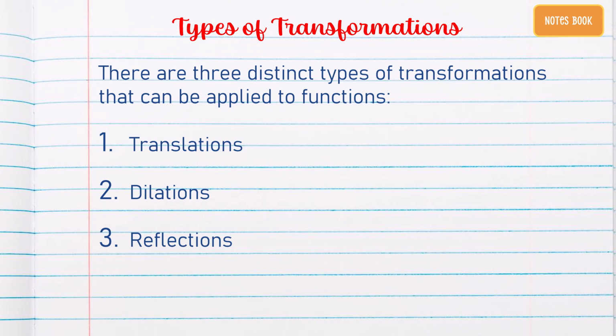Now, with transformations, there are three distinct types that we can apply to functions. The first being your translation, so you're moving up, down, right and left. And then we've got our dilations, which are that stretching away from the x or the y axis, or sometimes towards. And then we have reflections, so just that flipping of your function, whether that's in the x or the y axis.